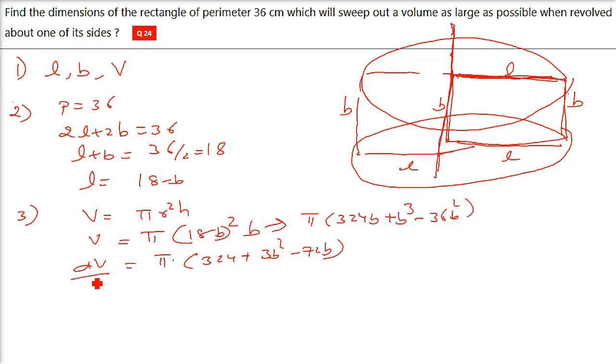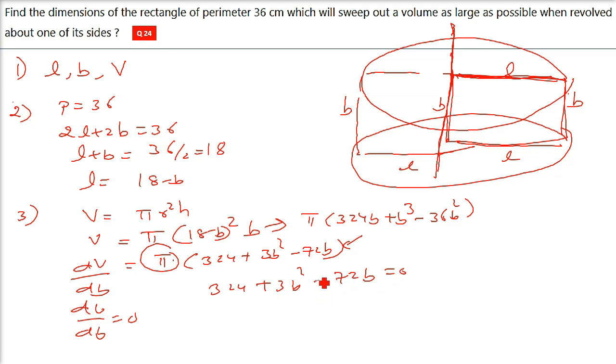But dv by db, when we differentiate it with respect to b, what are you going to get? This expression. Next, of course, dv by db has to be equal to 0. So 324 plus 3b square minus 72b equals 0. You can take 3 common from here. When you take 3 common, you are going to get b square minus 24b plus 108 equals 0.